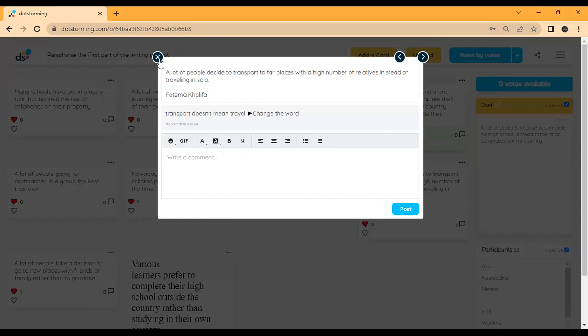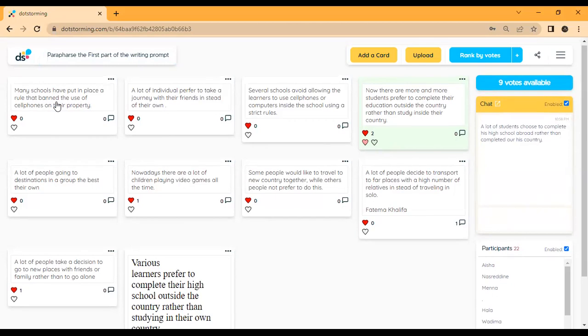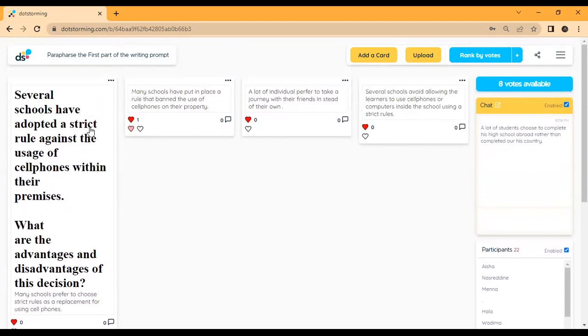Okay, Fatma Khalifa, I have given you some feedback. So read it and try to adjust your paraphrase. Many schools have put in place a rule that bans the sale from use on the property. Okay, now this is good. A lot of individuals prefer to take a jet with them. Yeah, okay.